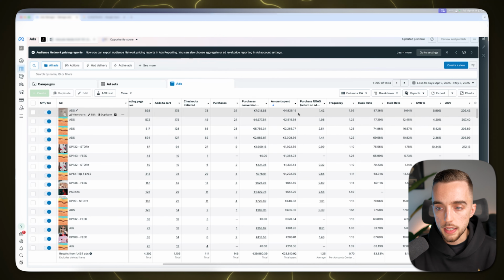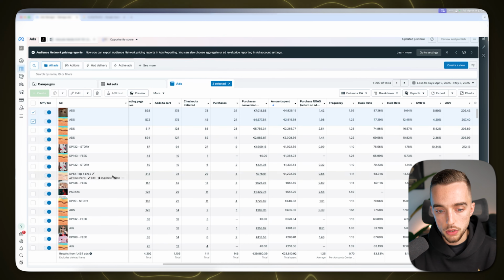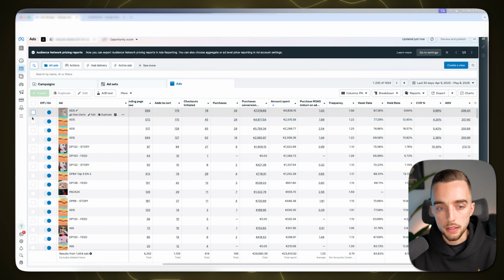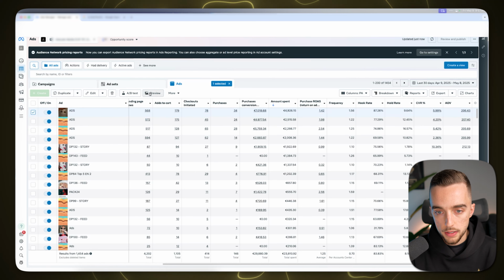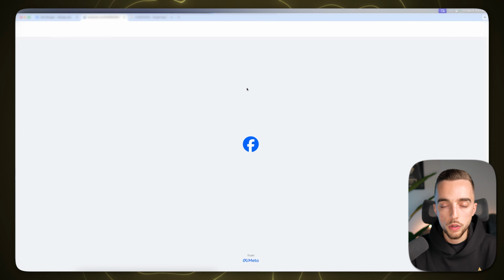Right here, you can see I have got 2 main ads. This ad is reused a gazillion times right here, but basically 2 main core ads. So if I have a preview on those ads right here and check what the ad actually looks like, we're going to take a look at it right here.